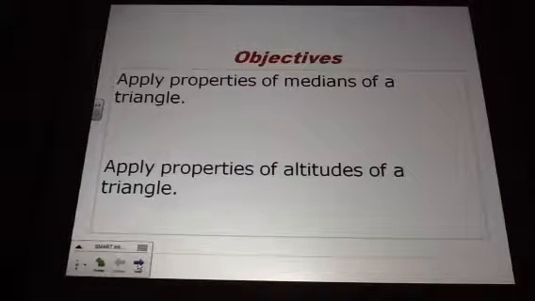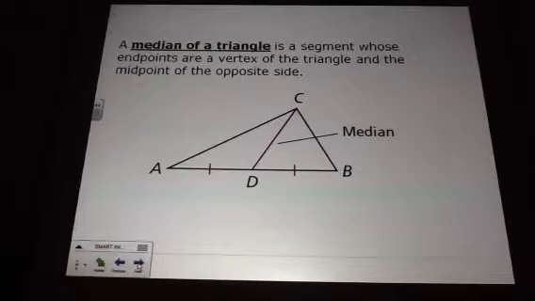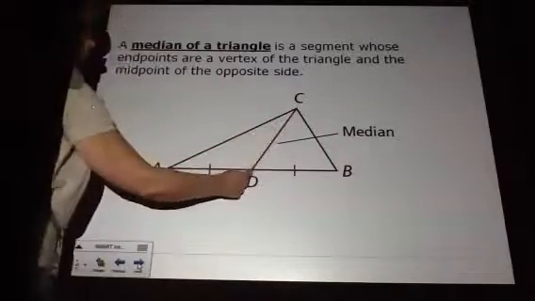All right, class, today we're going to start 5-3, medians and altitudes of triangles. The objectives for this evening are to apply properties of medians of a triangle and apply properties of altitudes of a triangle. Okay, a median of a triangle is a segment whose endpoints are a vertex of the triangle and the midpoint of the opposite side. Okay, so here's an example of median.